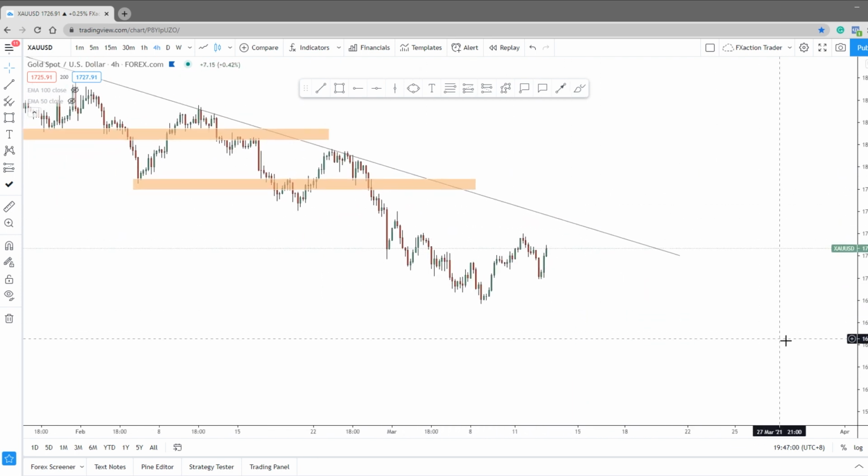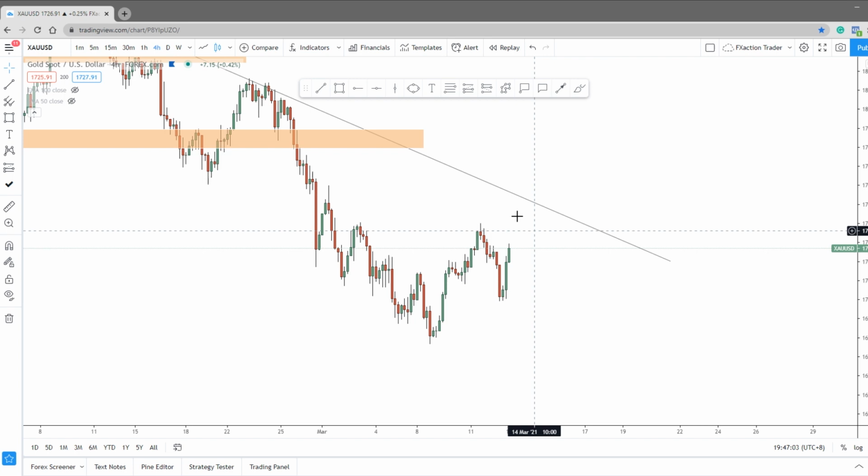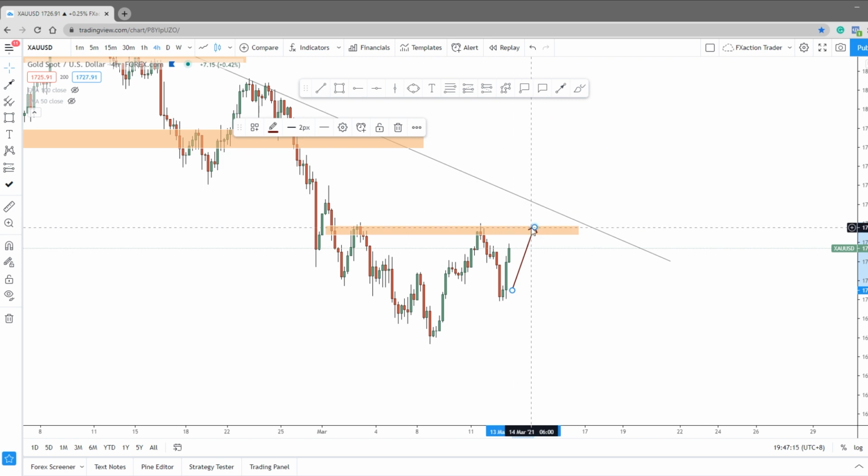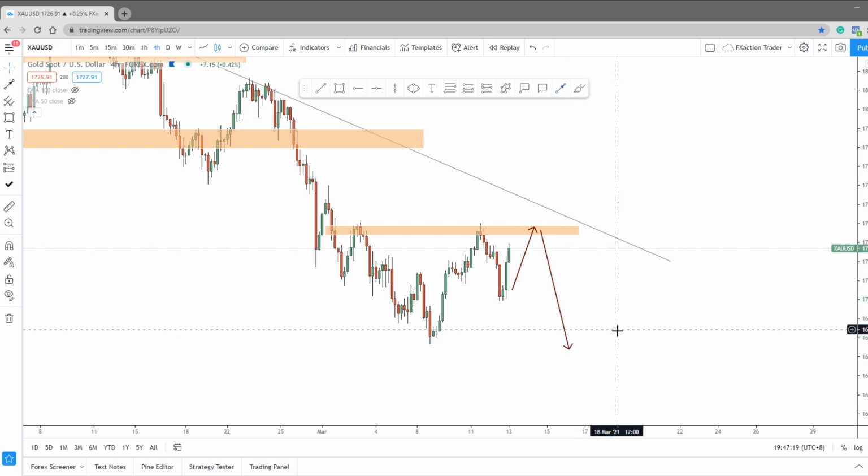So now let us look at the nearest key level. All right, the nearest key level would be somewhere around here. So we have to wait for a pullback, and here we can scale down to the 1 hour time frame to look for a short signal and continue to short the market.